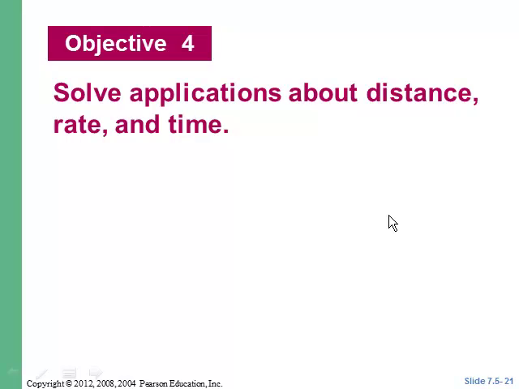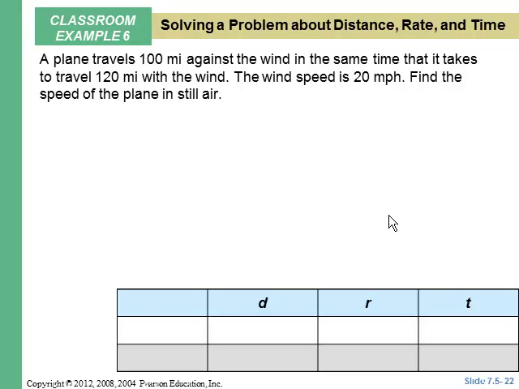All right. Let's see some work distance rate time. A plane travels against the wind 100 miles. With the wind, it can go 120 miles in the same amount of time. The speed of the wind is 20 miles per hour. So notice I said R minus 20. This will be R plus 20. Find the speed of the plane.